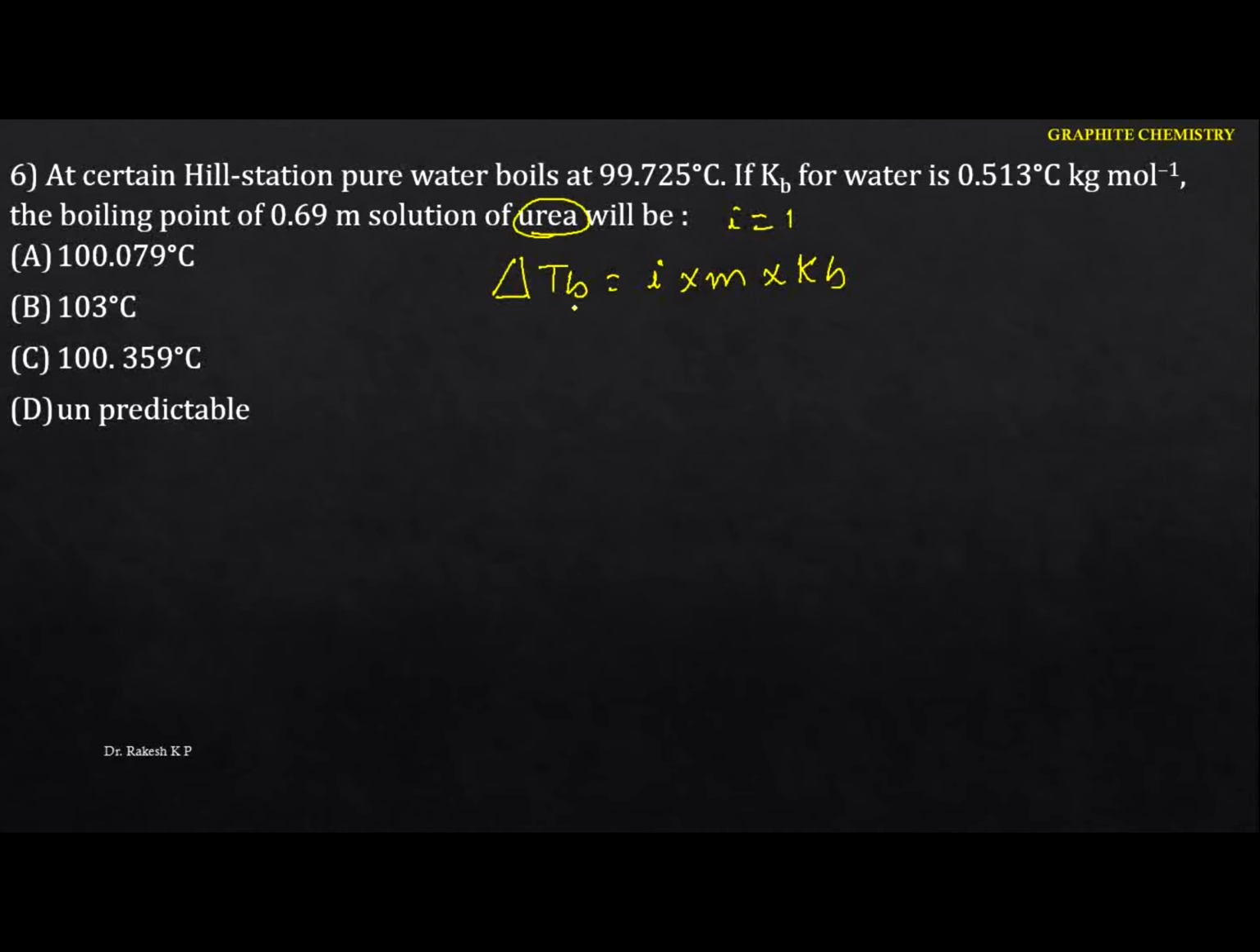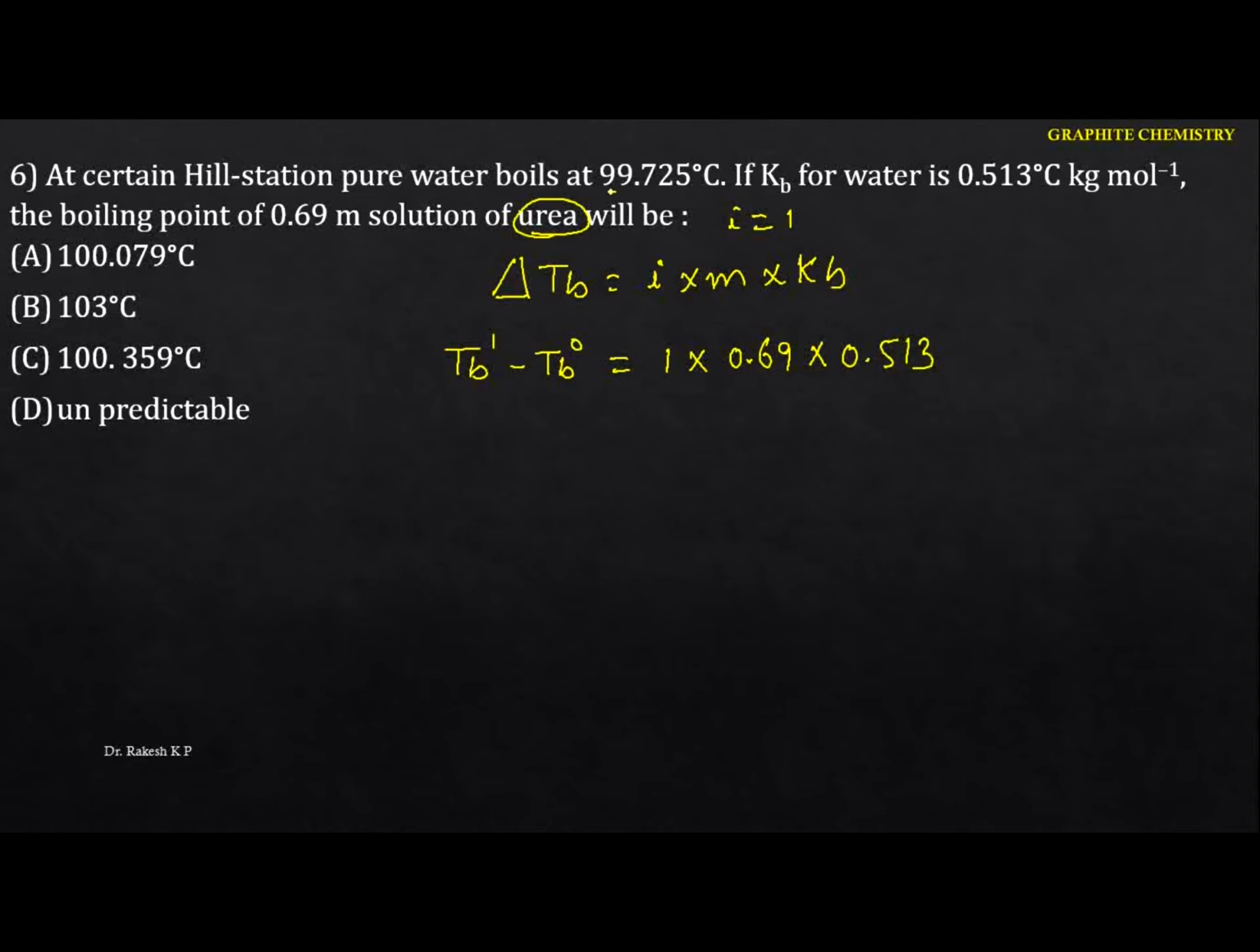Okay, now let's go to this one here. We are talking about the boiling point, so delta Tb is Tb dash minus Tb naught, that is, the boiling point of the solution minus the boiling point of the solvent. What is the i value? That is 1. What is the molality given? That is 0.69. And the Kb value for water given is 0.513.